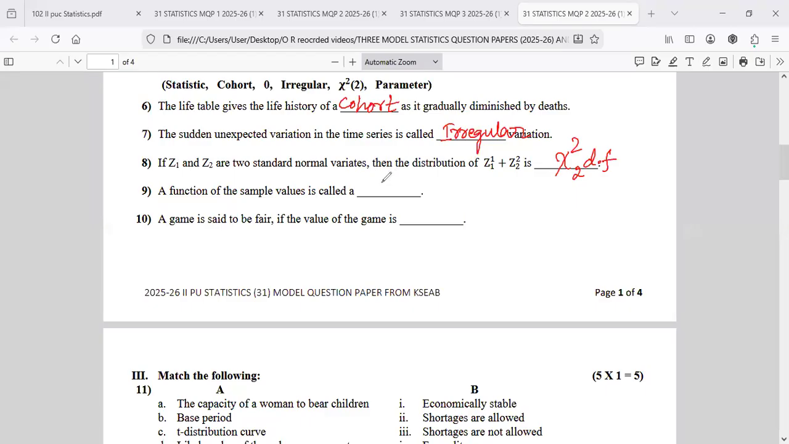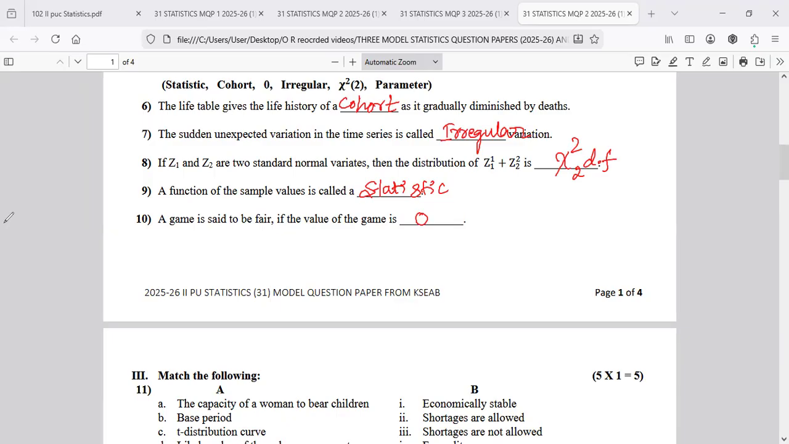A function of sample value. So that is called a statistic, an inference question. A game is said to be fair when the value of game is 0. When the game is fair, the circle as well as the box, what we are marking as 0, that is called value of game. When value of game is not equal to 0, that is called an unfair game.